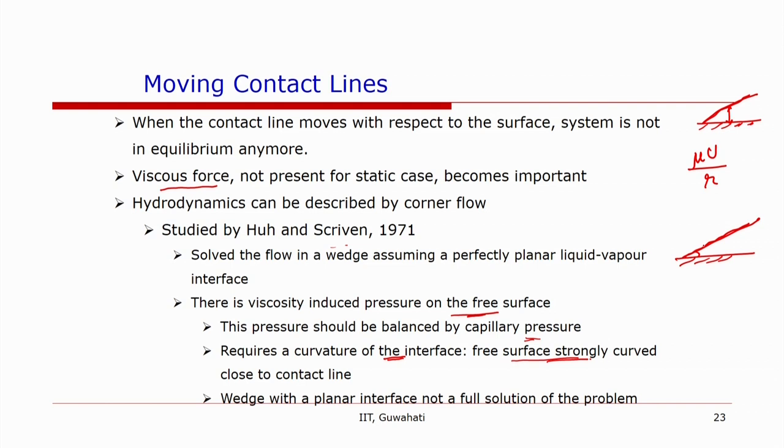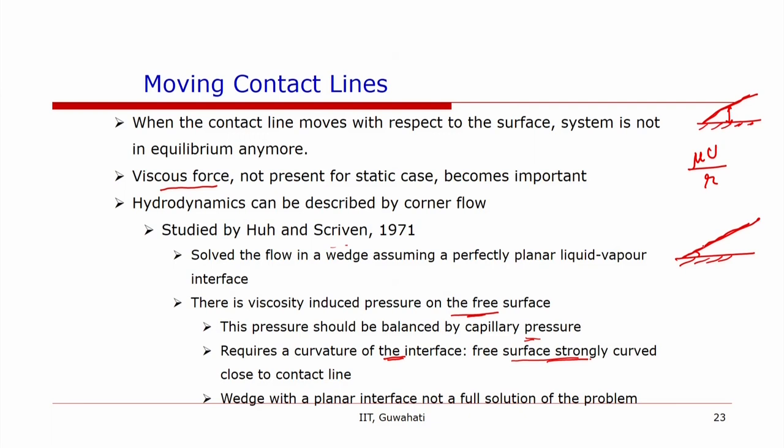So his analysis was limited only to when the interface was planar, but it came out from there that this is not the full solution, because one needs to take into account the curvature of the interface near the contact line. So one needs to take different scales into account.